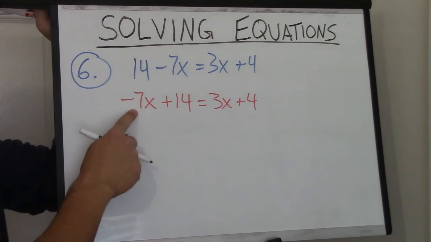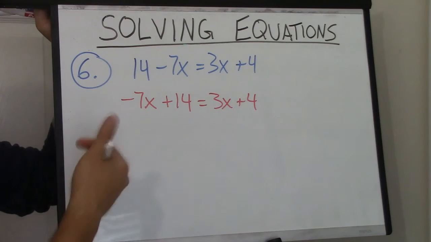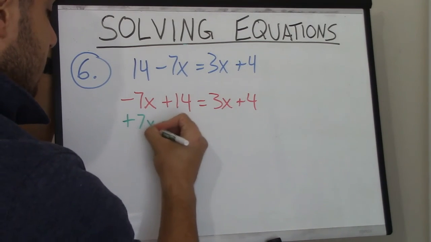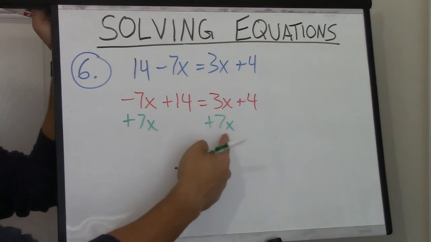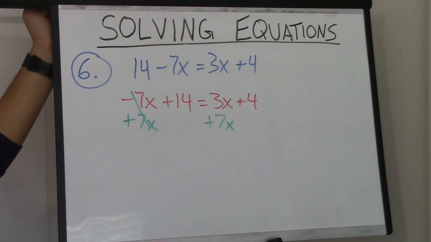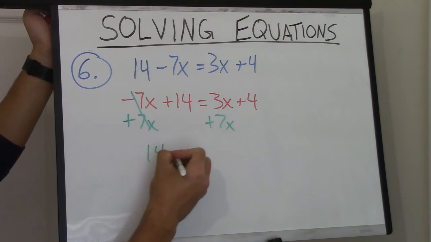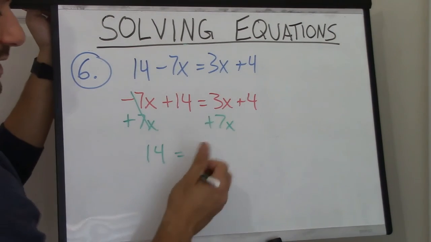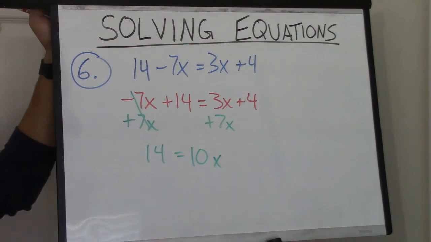Now in order to move this to the other side, since this is a negative 7x, I have to do the inverse, which would be to add 7x. What I do to one side, I have to do to the other side. That undoes this negative 7x. So on the left side of the equal sign, I'm just left with 14. And on the right side of the equal sign, I have 3x plus 7x, which is 10x, and I have a plus 4.